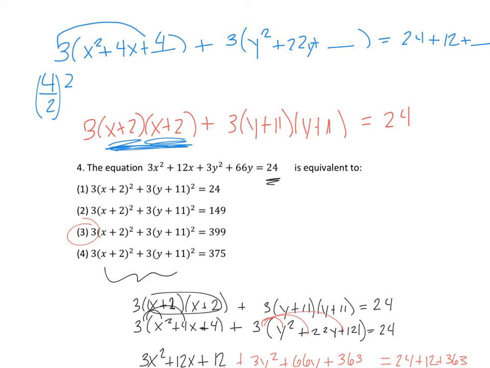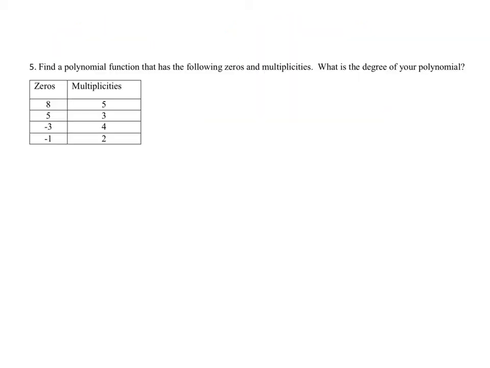Okay, and I'm going to also take the b term, divide it by 2, and square it. That'll get you 11 squared, which is 121. You're not adding 121, but a 363 over here. If you add these all up, you'll also get your answer of 399.